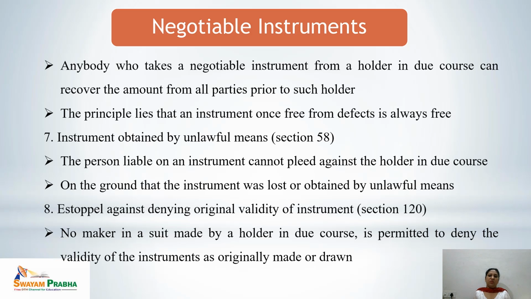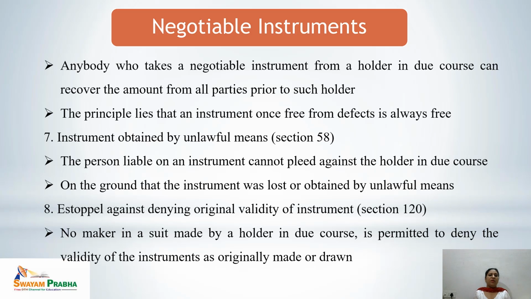Anybody who takes a negotiable instrument from a holder in due course can recover the amount from all parties prior to such holder. And the principle lies that an instrument once free from defects is always free. So it is presumed that if the first holder of the instrument has good title, then the holders after him, meaning the holder in due course after the holder, would have the good title of the negotiable instrument as was with the holder.